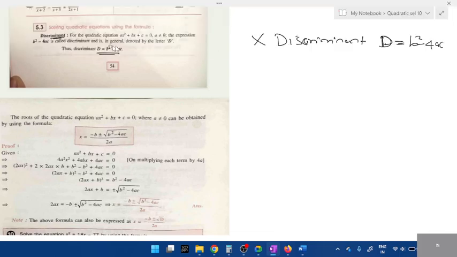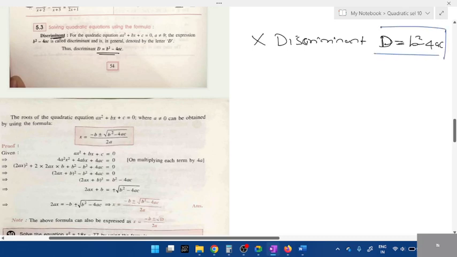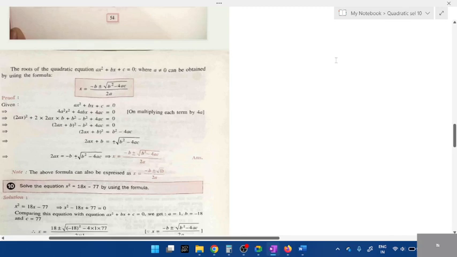So that is not useful for solving. Ignore discriminant, just remember the word. D is equal to b square minus 4ac. It is useful in the next exercise. Fine, so forget about all this.